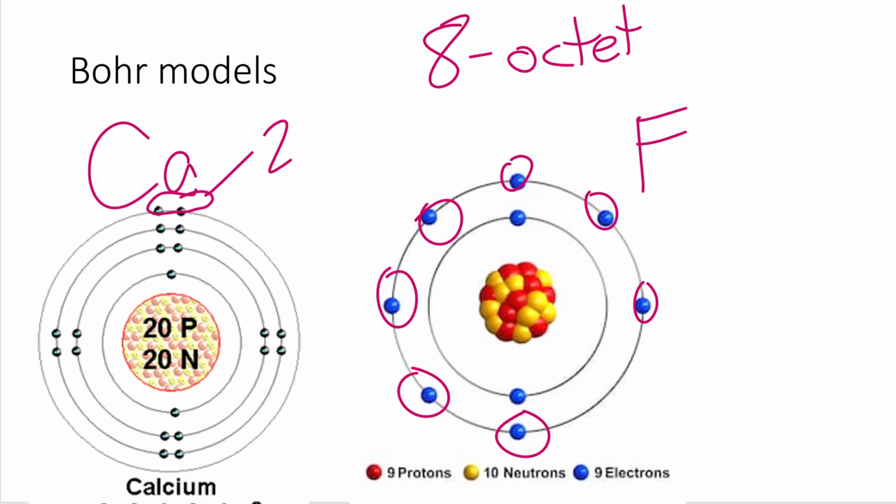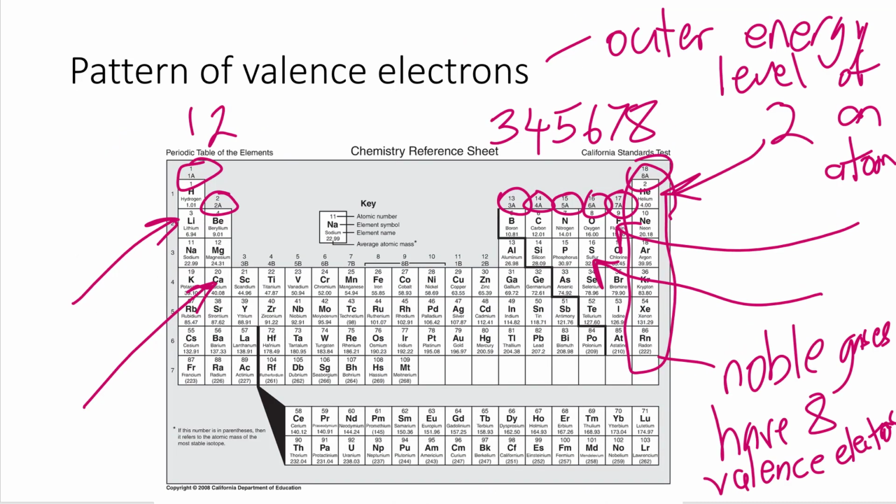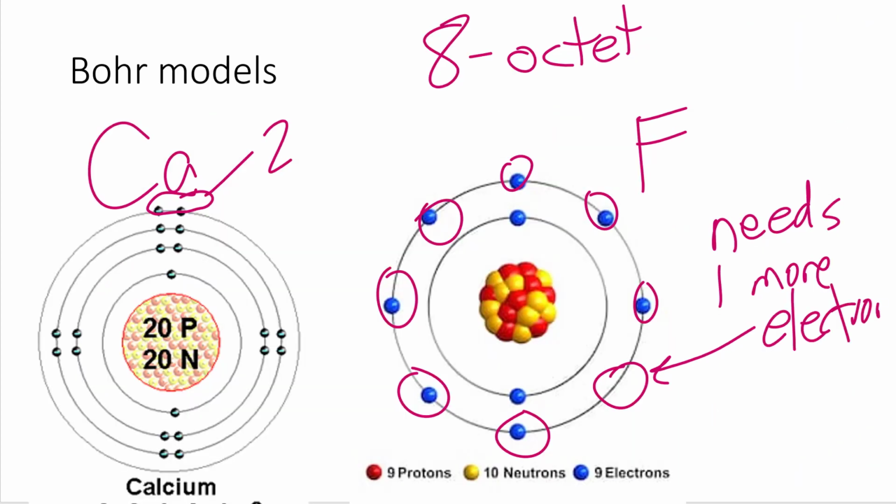Notice that fluorine has only 1 open spot remaining. So it wants to get 1 more electron. It needs 1 more to become like the noble gas next to it, which is neon, as you can see here. Neon is right next to fluorine. It gets 1 more electron and it becomes like neon. So when it gains that electron, it becomes F minus, a -1 charge.